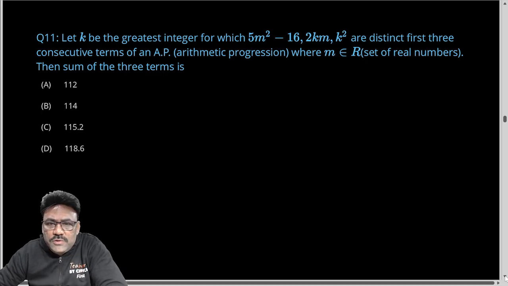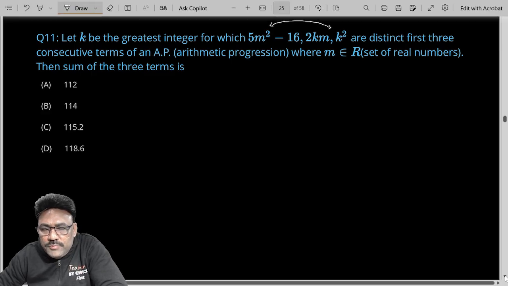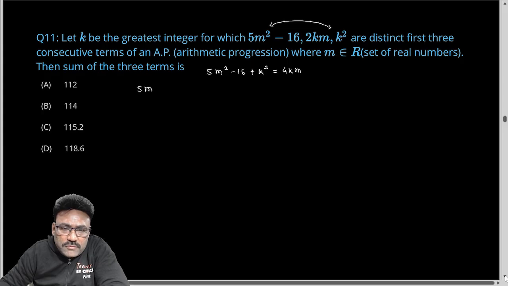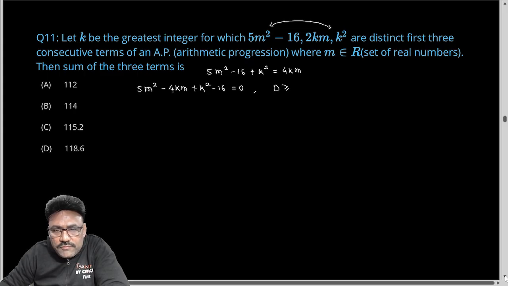Since these three are in AP, the sum of the first and the last should be twice the middle one. So I will get 5m square minus 16 plus k square is 4km. First and last, twice the middle. Now you can see that it is a quadratic equation in m: 5m square minus 4km plus k square minus 16 should be 0. Since m is a real number, the discriminant of this quadratic must be greater than or equal to 0.